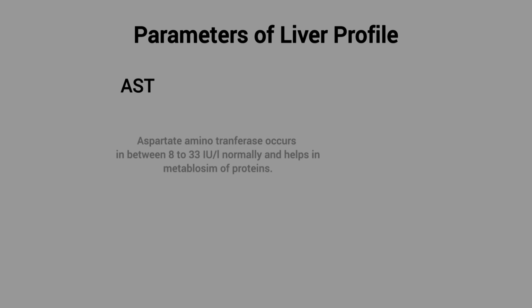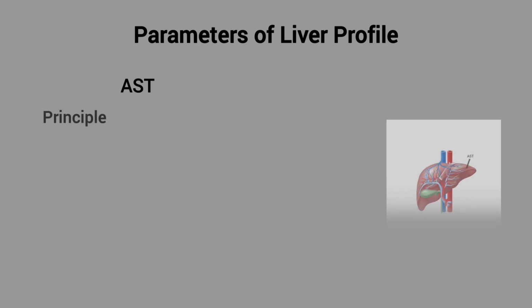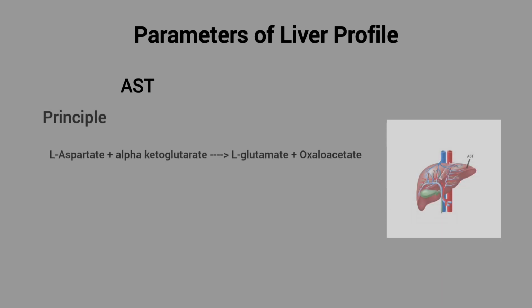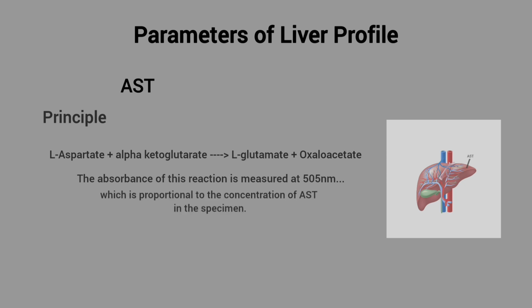And then there is a third liver enzyme, AST, which is an abbreviation of aspartate aminotransferase. It occurs in between 8 to 33 international units per liter normally and helps in the metabolism of proteins. Its principle follows the following reaction. L-aspartate plus alpha-ketoglutarate will give us L-glutamate plus oxaloacetate. The absorbance of this reaction is measured at 505 nanometer, which is proportional to the concentration of AST in the specimen.